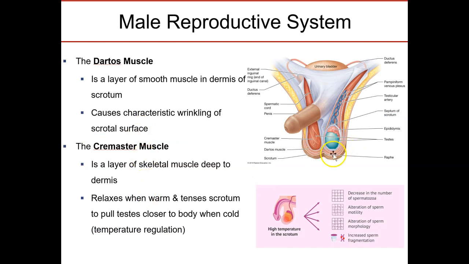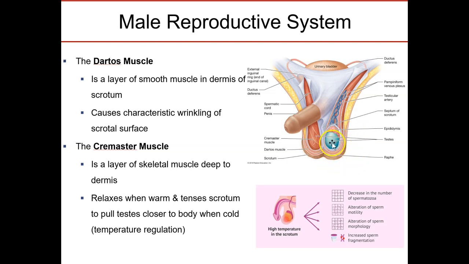So the dartos muscle is the muscle that basically lines the inside of the scrotum and causes that wrinkling that you might see on the scrotal surface. The cremaster muscles, on the other hand, their job is to control where the testes are. So they can contract and pull the scrotum up with the testicle, or they can relax and allow it to hang lower. This is all based on temperature.